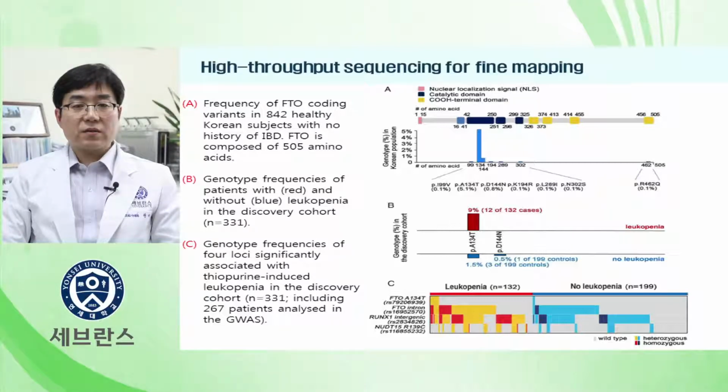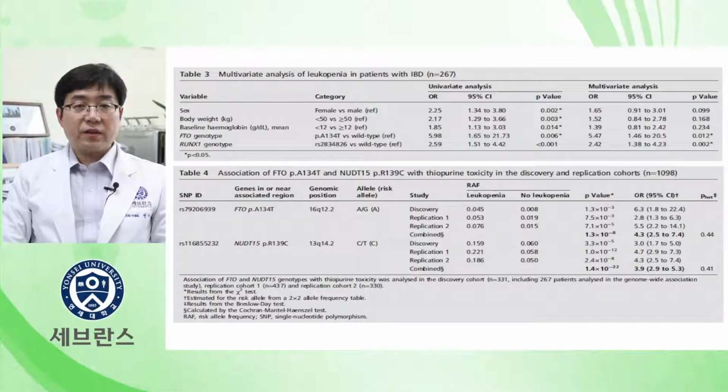Because the heterozygous FTO variant encoding p.A134T was associated with thiopurine-induced leukopenia, we examined whether the FTO variant p.A134T inhibits the function of FTO wild type. Next, we performed multivariate analysis using demographic characteristics. Interestingly, the results indicated that FTO and RUNX1 genotypes are more significant determinants for leukopenia development than demographic characteristics.